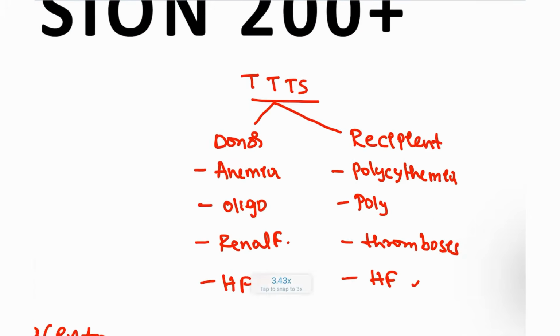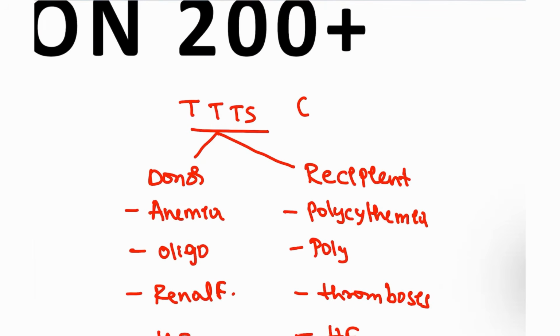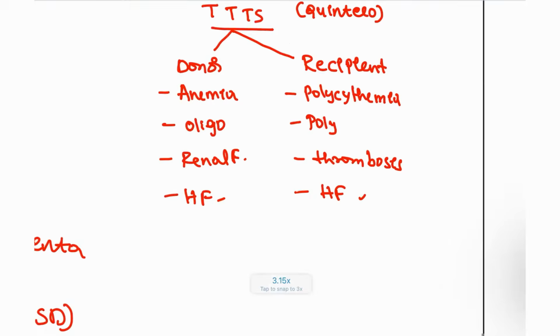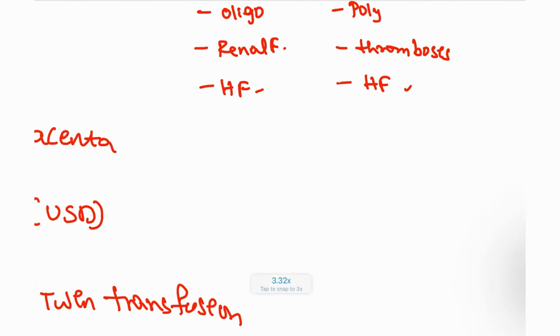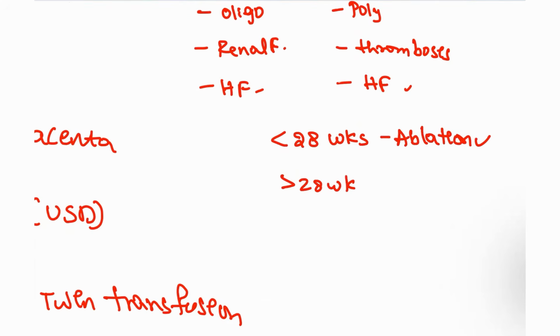What is the staging they use for this patient? Usually the staging will be Quintero. What is the treatment that we are going to do? If they are less than 28 weeks, we can do the ablation. If it is more than 28 weeks, then we can go for delivery. One fetus will be normal and the other fetus is likely to die.